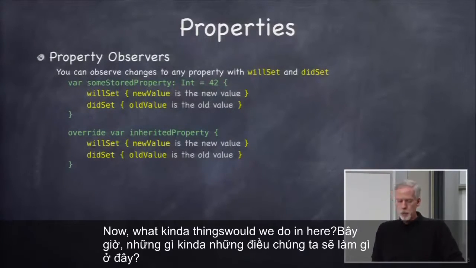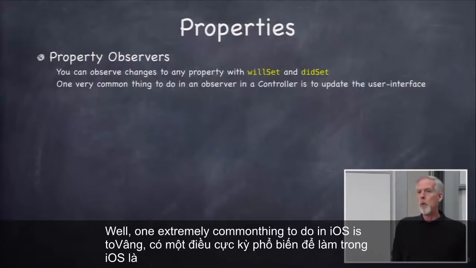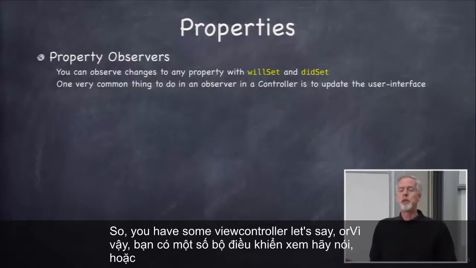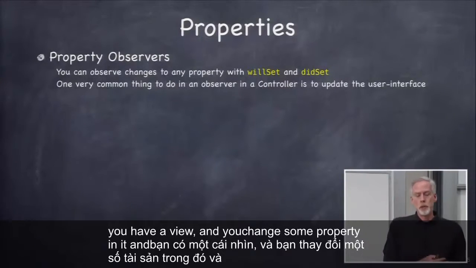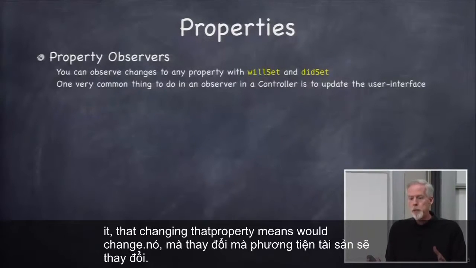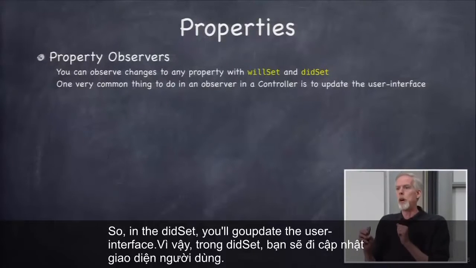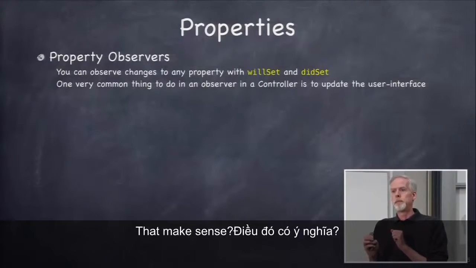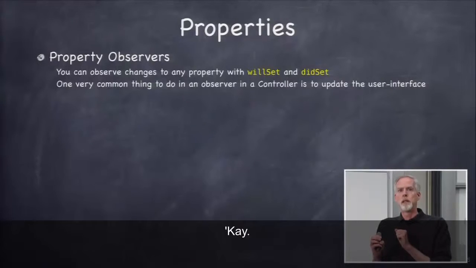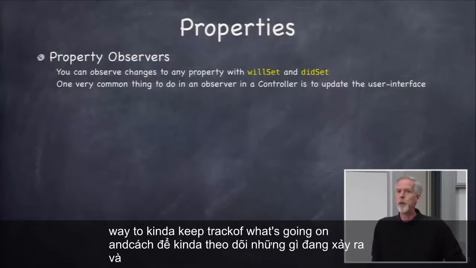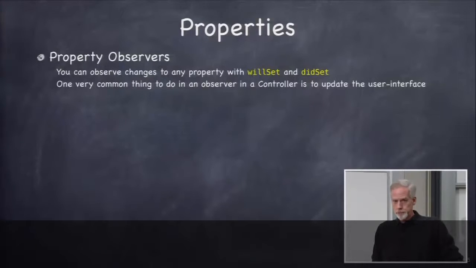Now, what kind of things would we do in here? Well, one extremely common thing to do in iOS is to update the user interface. So you have some view controller, let's say, or you have a view, and you change some property in it, and changing that property means the UI would change. So in the did set, you'll go update the user interface. Does that make sense? The observers are really cool. They're a really good way to keep track of what's going on and keep things in sync.